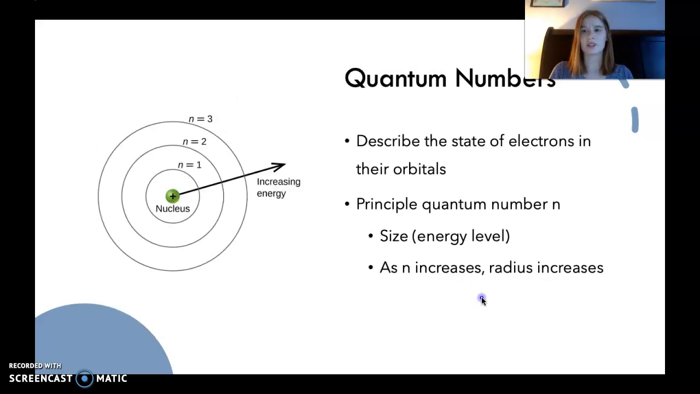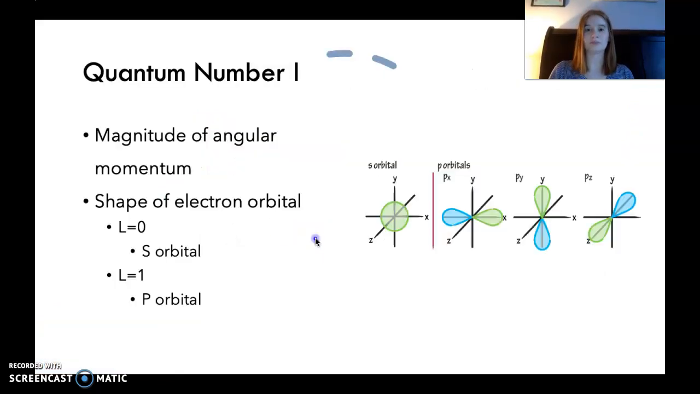Now, as you get a little bit further into studying this, it gets a lot more complicated, so we get into some quantum physics here. And so there are 4 quantum numbers which are used to describe the state of the electrons in their orbitals. The first one of these is called the principal quantum number n, and this one is just used to describe the size or the energy level of the orbital. So as you can see here, as the value of n increases, the size of the radius increases, and so does the energy of the electrons.